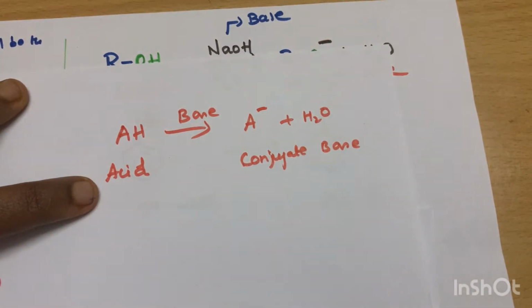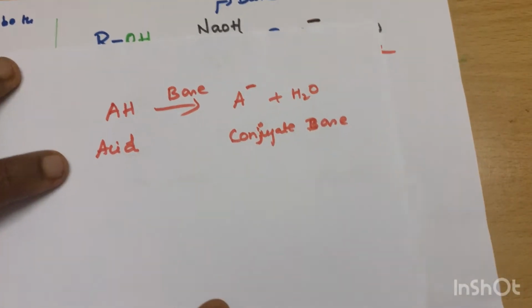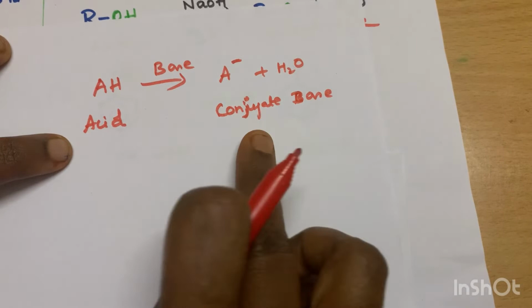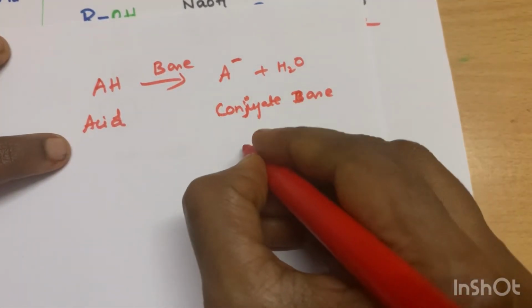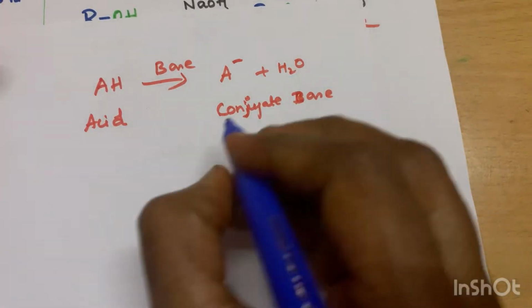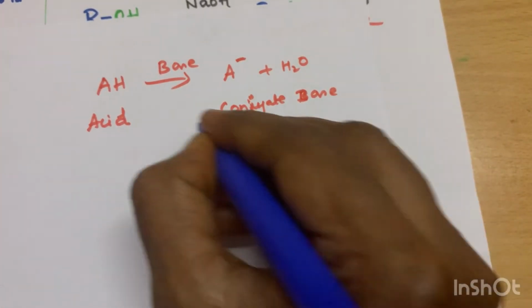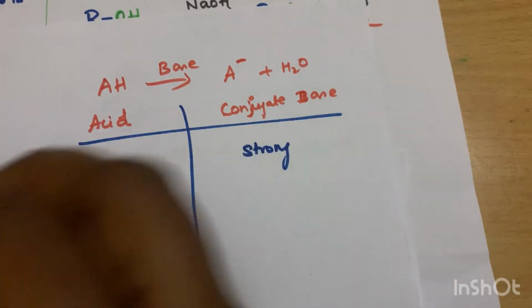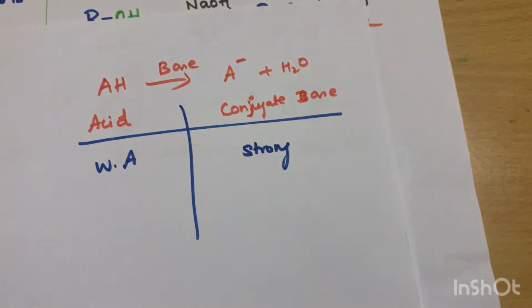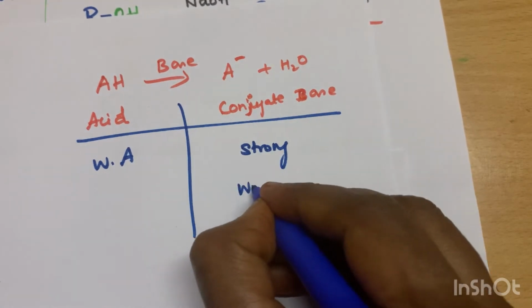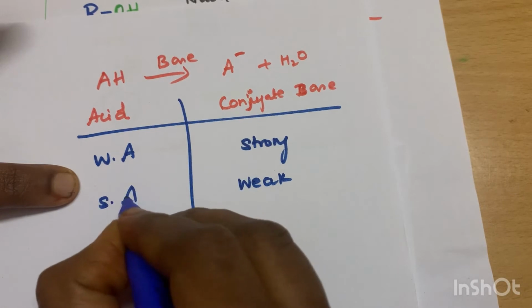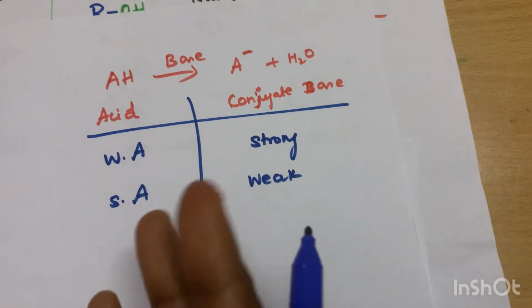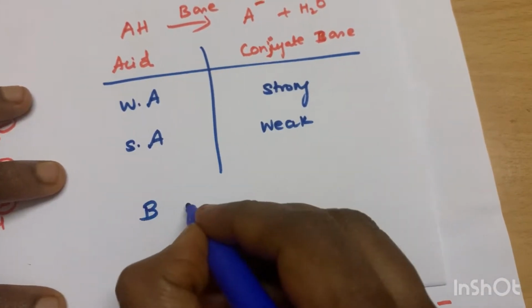So what trick are we going to use? This is not a trick, this is a concept. Please listen. We have to analyze the strength of this conjugate base. If the conjugate base is very strong, then the acid will be a weak acid. If the conjugate base is very weak, then the corresponding acid will be a strong acid. The same thing applies for the base also. So this is a base.